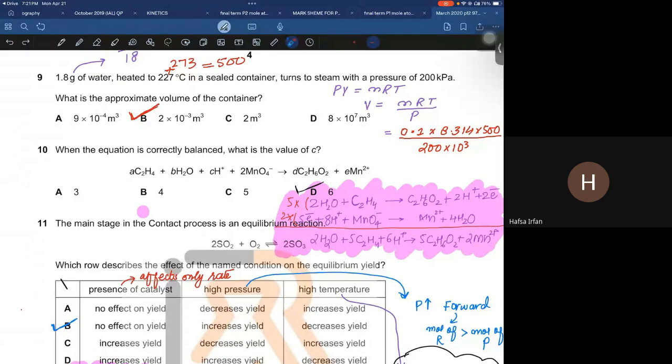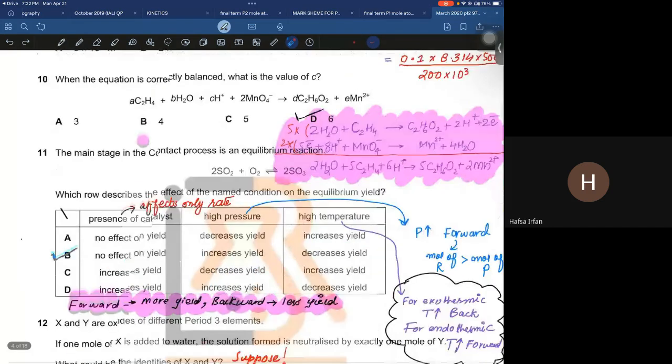And then you can see in your final equation what the coefficient of H+ is, that is C. So I got 6. That's why the answer is D. So you have to balance it. It's easy.